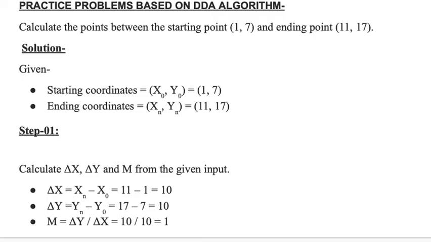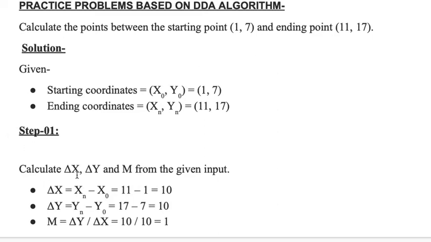We'll take one example practice problem based on the DDA algorithm. Calculate the points of the straight line between the starting point x0 is 1, y0 is 7, and the ending point xn is 11 and yn is 17. So the solution: given starting coordinates x0, y0 is 1 and 7, and ending coordinates xn, yn is 11 and 17.